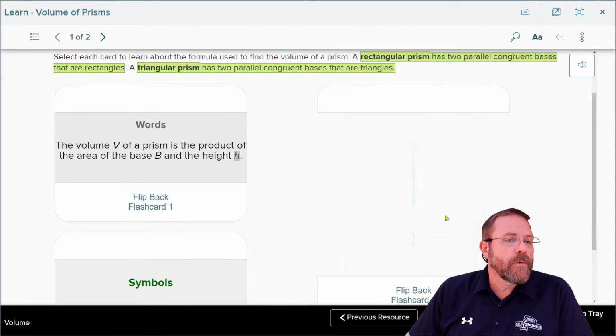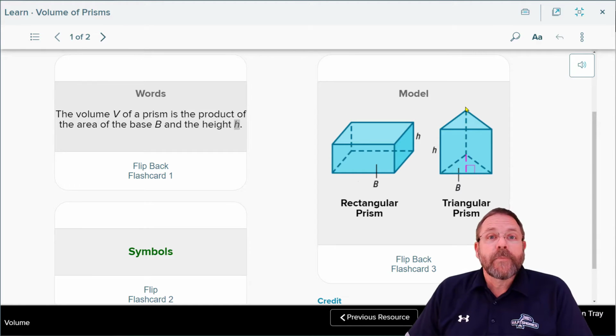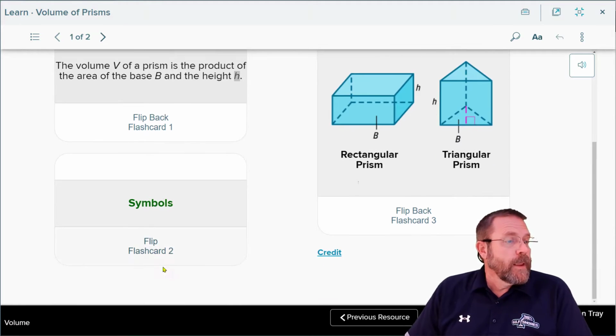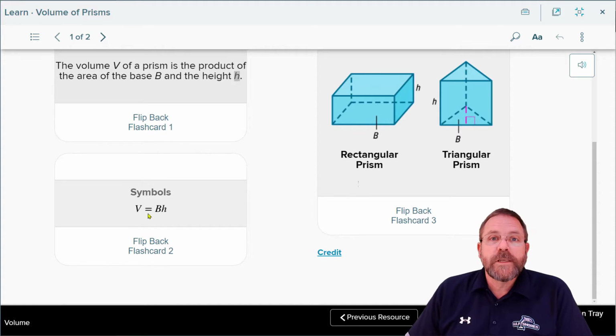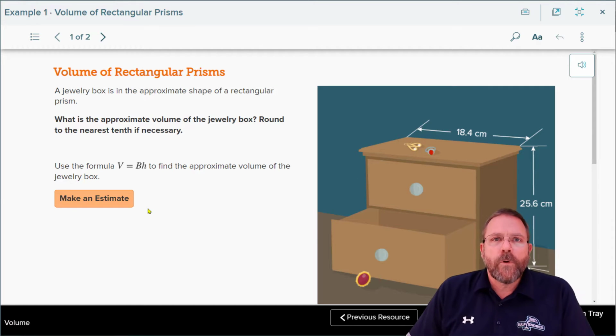Looking at it as a model here, you can see that you've got a base on their prisms. The base area is the area of the base times the height of the prism. The area of the triangular base on this one times the height of the triangular prism. And then with symbols, you could see the formula for it is volume is equal to base area times height. Let's see if we can apply this to a real-world problem.